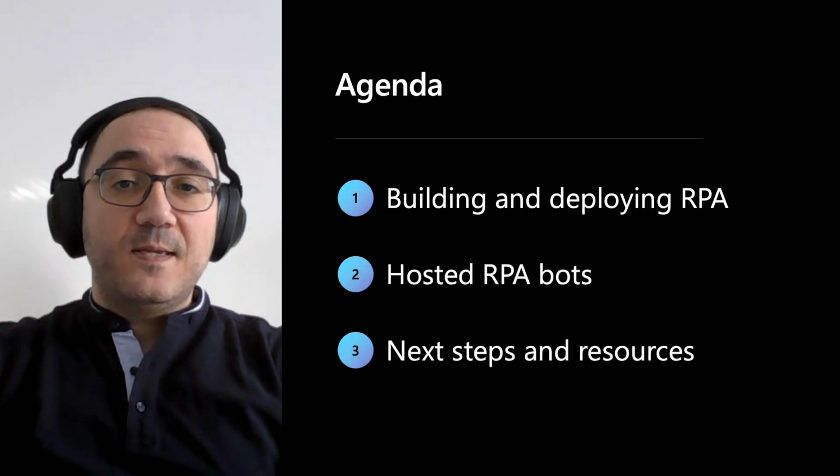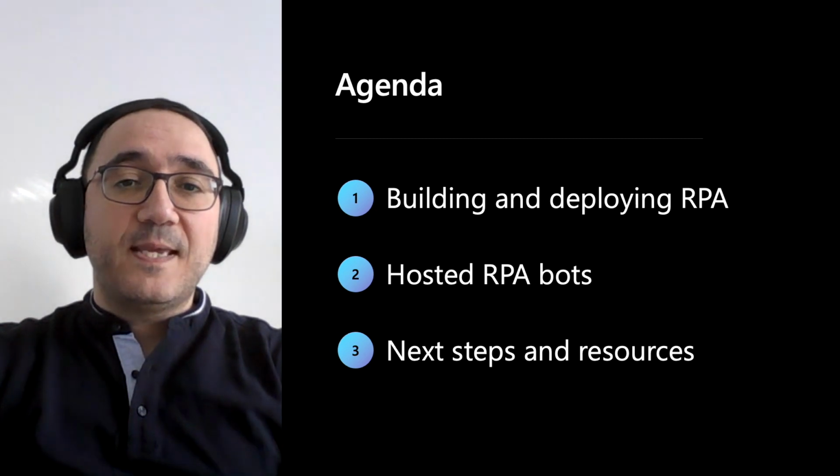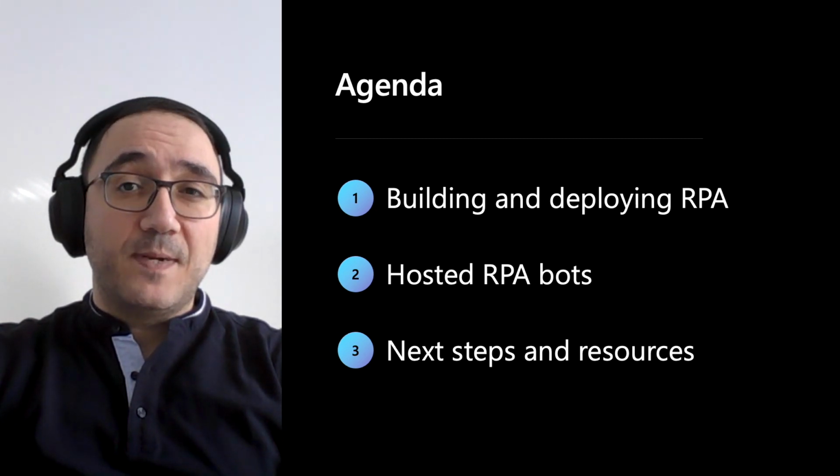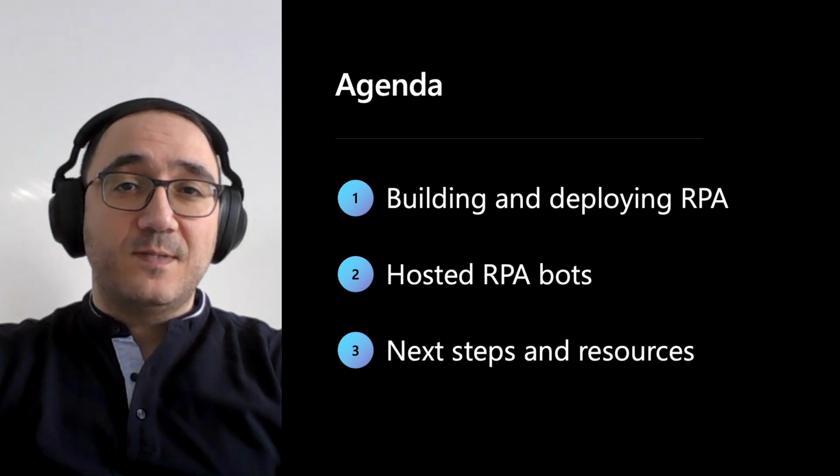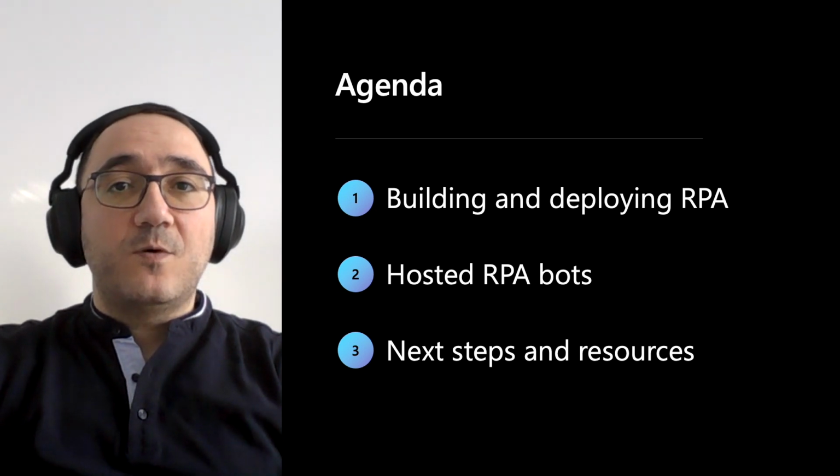We will start looking at how RPA can be implemented with Power Automate, then go through the challenges organizations can face when deploying automation resources. And finally, how hosted RPA bots are going to help on that front. We will end this presentation with a quick recap and links to resources.